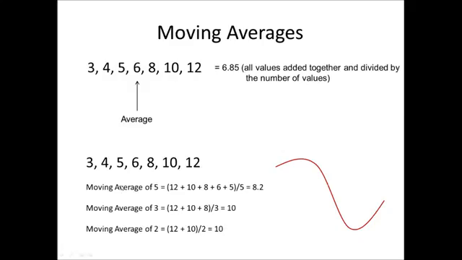With moving averages, we have a moving average period or length. So if our moving average period or length was 5, we would take the last 5 numbers, 12, 10, 8, 6 and 5, add them together, divide by 5, and that would give us our moving average. If we had a moving average of 3, we would take 12, 10, 8, the last 3 numbers, add them together, divide by 3, which gives us 10. If we had a moving average of 2, we would take the last 2 numbers, 12 and 10, add them together, divide by 2, and that would give us our moving average.